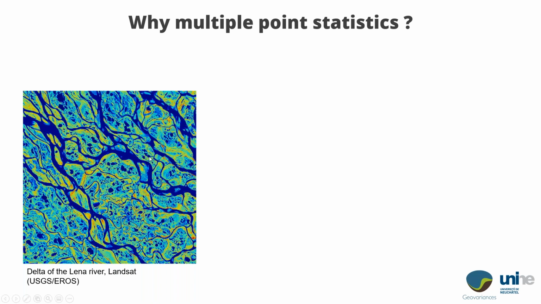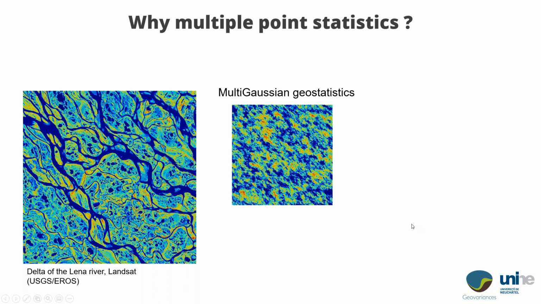So based on this image, which is completely known explicitly everywhere, we can compute the histogram of all the values. We can compute the variograms in different directions, evaluate the anisotropy, and then you can use traditional geostatistics to model a random field that would have the proper histogram and the proper variogram or covariance. So this is what you get.